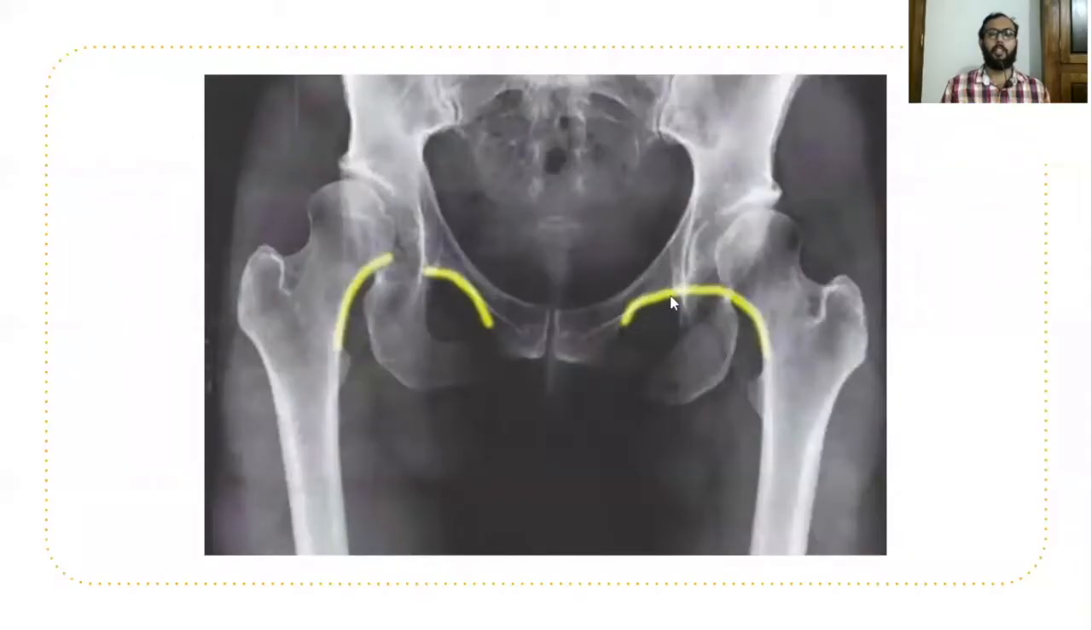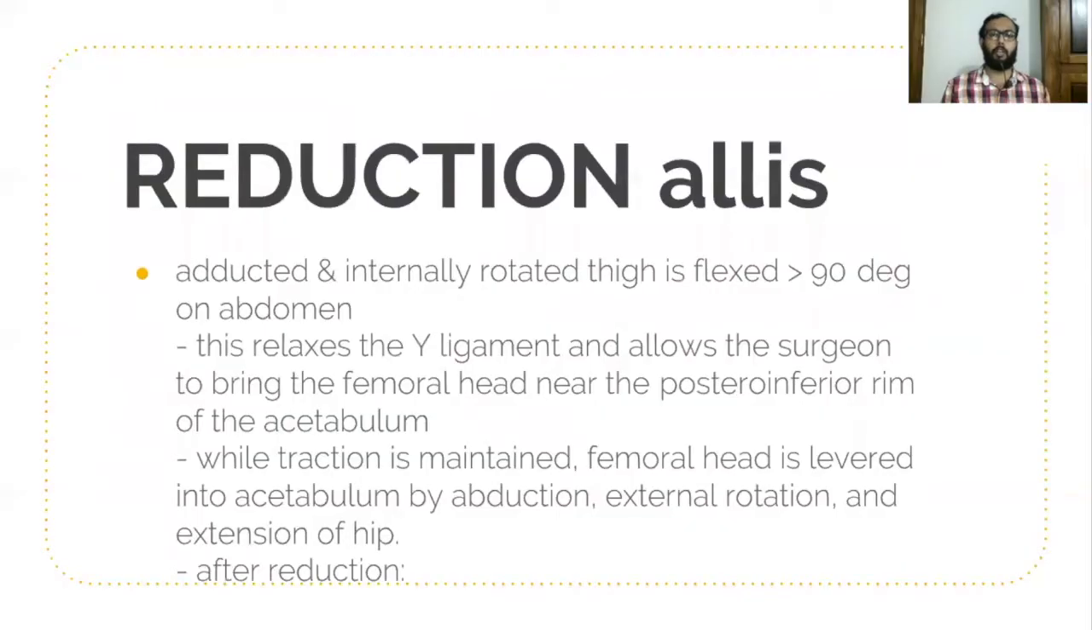Here you can see Shenton's line. It is a normal arc from the inferomedial border of the femur up to the superior pubic ramus. Here it is displaced or distorted. The Shenton's line is distorted. And this is a CT, which shows a loose body, which prevents closed manipulative reduction of posterior dislocation of the hip.